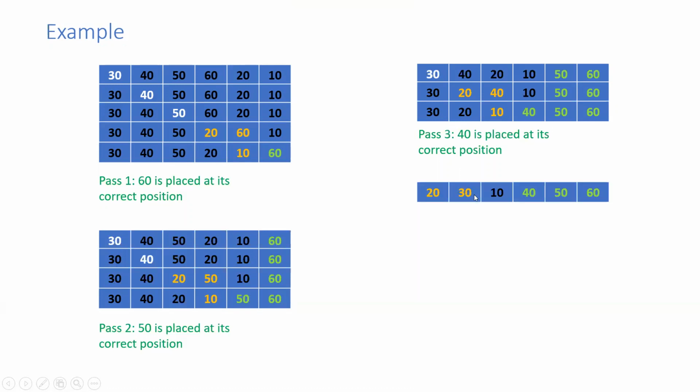And we'll pick up the second element in the array and compare it with the next element. 30 greater than 10? Yes, true. So we are going to swap these two values. And this time we will not pick up the third element in the array, as already till the fourth element all the elements are placed at the correct position. So we'll stop it here.